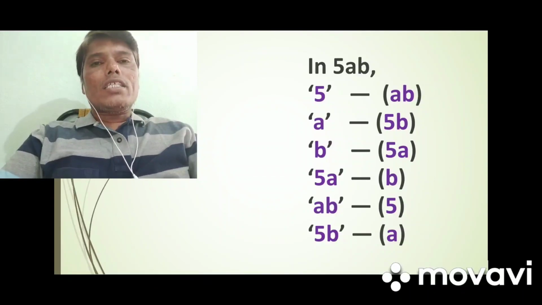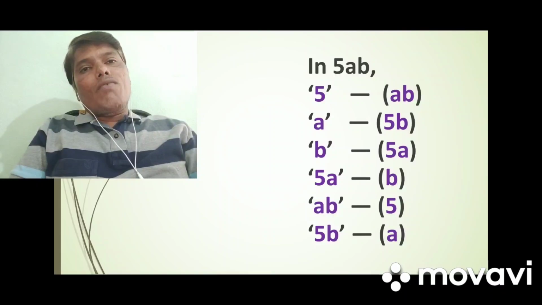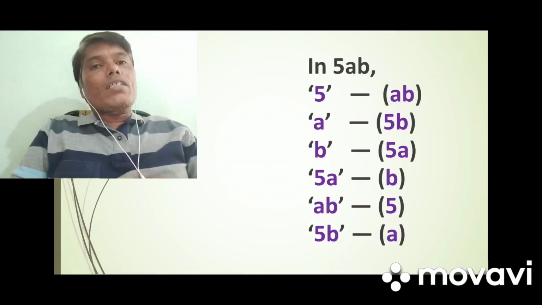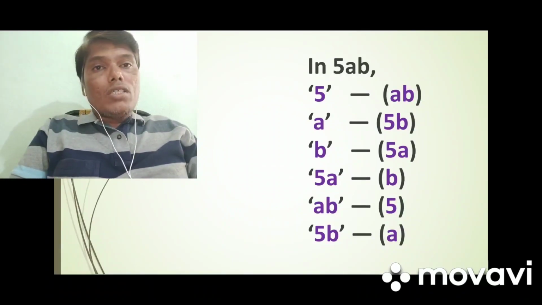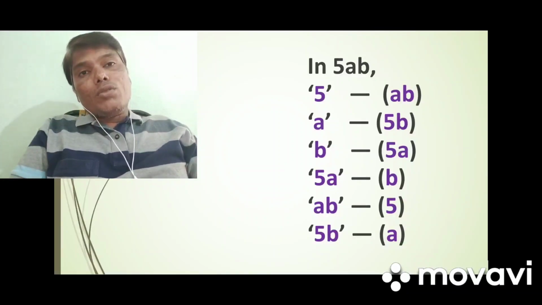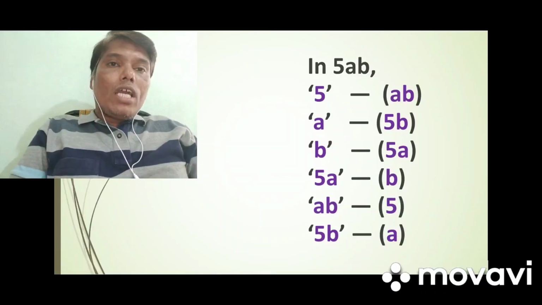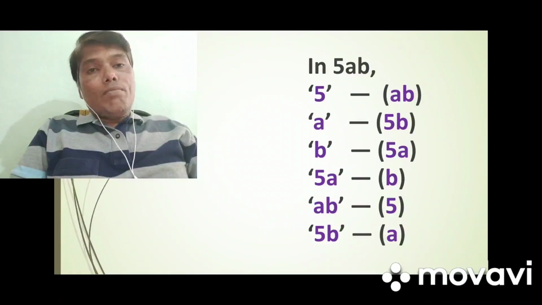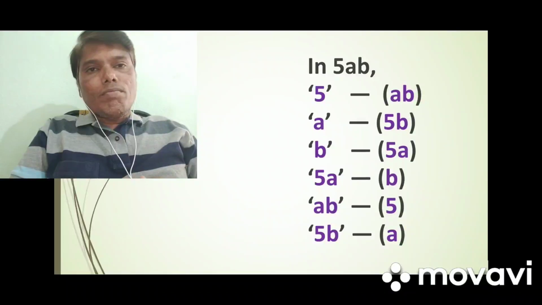That is, let us take a factor 5. It will become the coefficient of the product of remaining factors. What are the remaining factors? a and b. So what is their product? ab. So 5 is the coefficient of ab. In a similar way, a is also the coefficient of 5b and b is also the coefficient of 5a. Of course, here we can take the vice versa also. ab is also the coefficient of 5 and 5a is the coefficient of b and 5b is the coefficient of a. So these are all the coefficients.